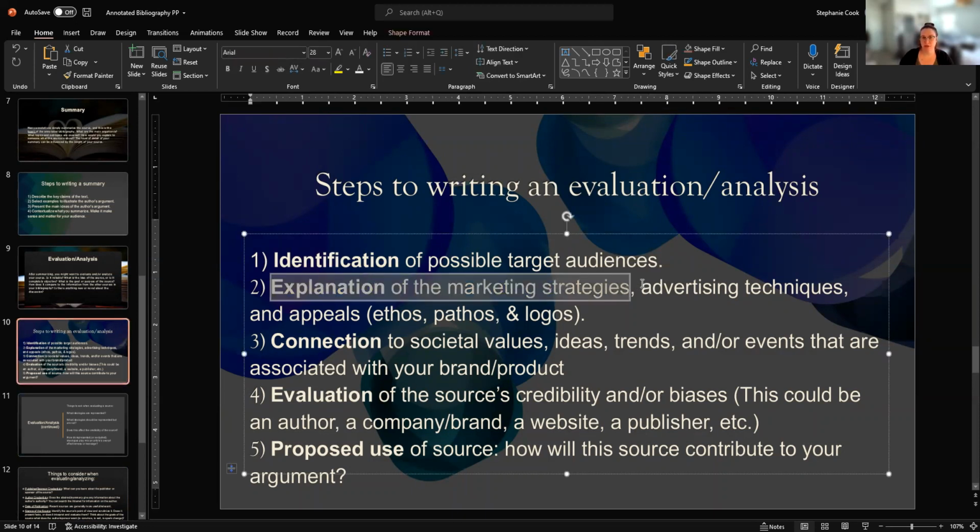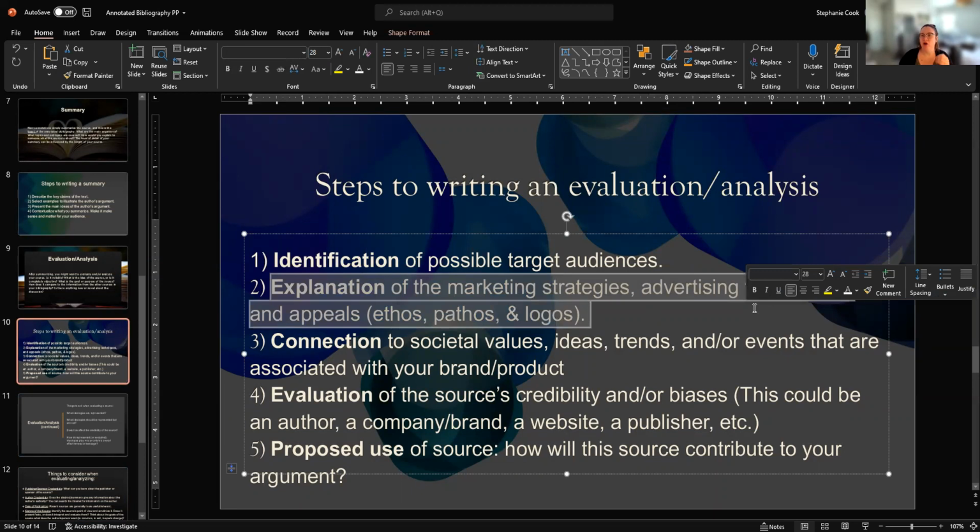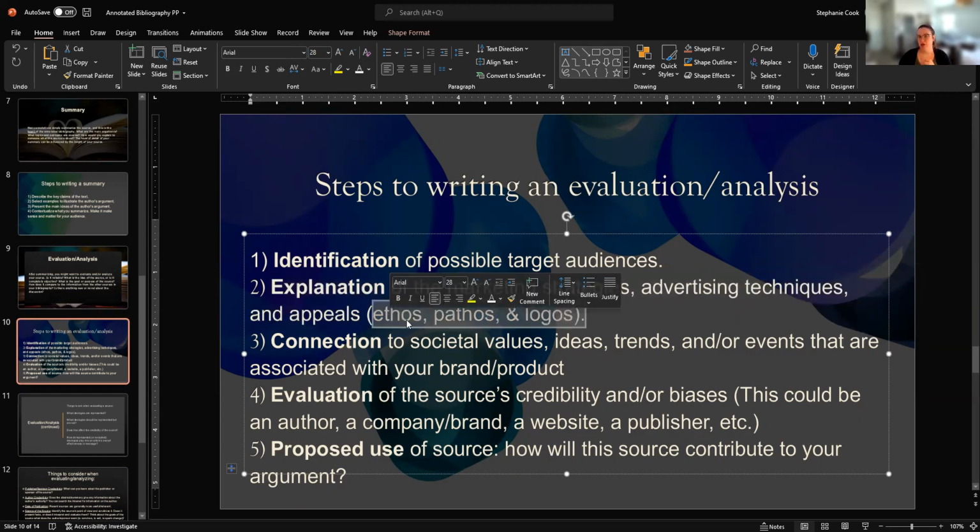This is a little bit of a weird wording, but think about how the article is marketing itself. So not marketing a product necessarily, but marketing itself. So what rhetorical strategies are they using to sell the idea of the article? That's what this one means. The connection: what's the connection to the values of either society as a whole, like maybe this is an article about windmills, or the academic field, you know, what's the connection there?